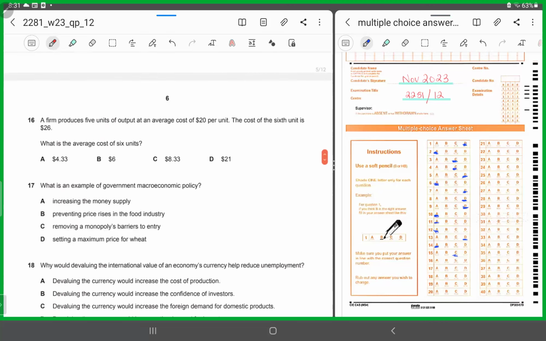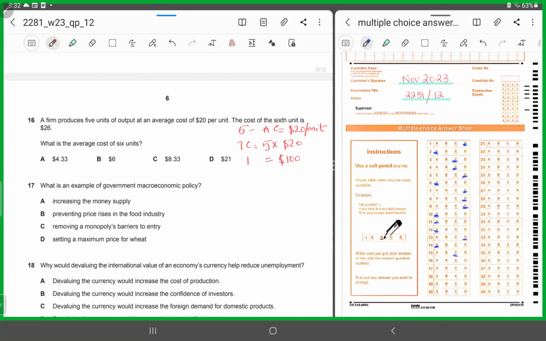Good news. 16. A firm produces 5 units of output at an average cost of 20 per unit. The cost of the 6th unit is $26. What is the average cost of 6 units? It's a simple calculation. I'll show you how it works. It says a firm produces 5 units at an average cost of 20 per unit, right? So it was 5 units and the average cost is $20 per unit. So take out the total cost. The total cost would be 5 into 20. So it has to be $100, right? So this is your total cost.